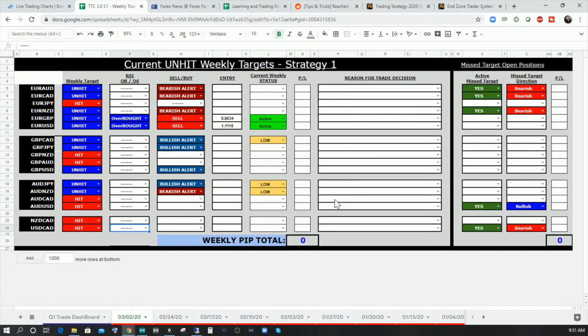Now, the good thing on this is if we take a look over here, we do already have a trade, a bearish trade on the US dollar CAD. So we're already in on that. We also got a trade on Aussie US dollar. We're actually in the money on that one. And we're going to go ahead and take a look and see what that's doing right now.